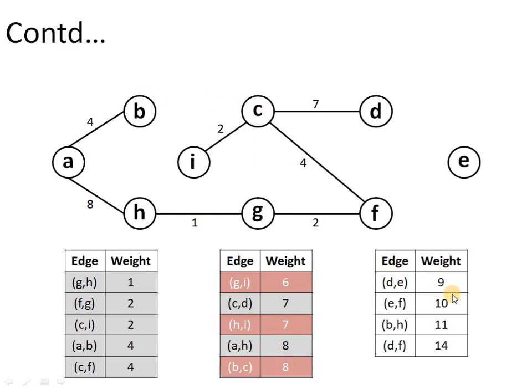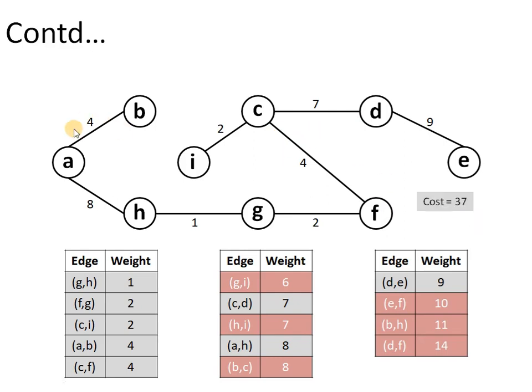Then we have DE. So D belongs to a different tree, E belongs to a different tree. We will keep it. And then the rest of the three edges: EF, E and F are in the same set, so discard it. BH, again BH belongs to the same set, so discard it. And then we have DF, same set, so we will discard it again. So with this we have completed the execution of Kruskal's algorithm, and the minimum spanning tree obtained is given by this set of edges which are currently marked in this tree, and the cost is 37, which can be obtained by adding the weight values of all the edges.